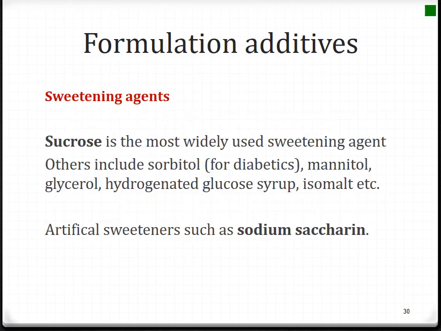Sweeteners are usually added to oral solutions. Sucrose is the most widely used sweetening agent. Sometimes other sweetening agents are used, such as sorbitol for diabetics, mannitol, glycerol, hydrogenated glucose syrup, and isomalt. In some products, especially for patients who must restrict their sugar intake, artificial sweeteners such as sodium saccharin may be used.